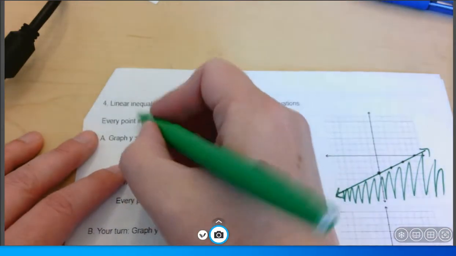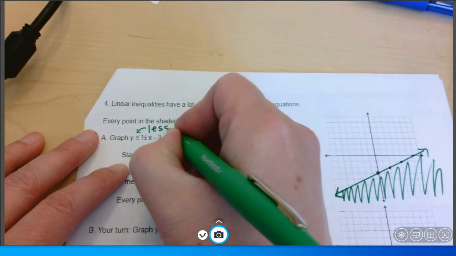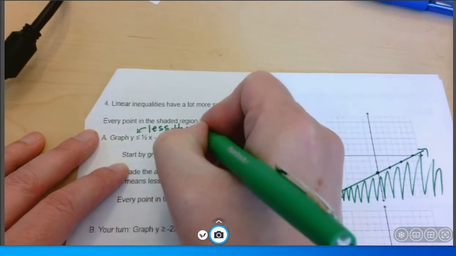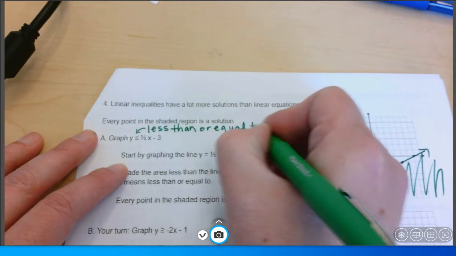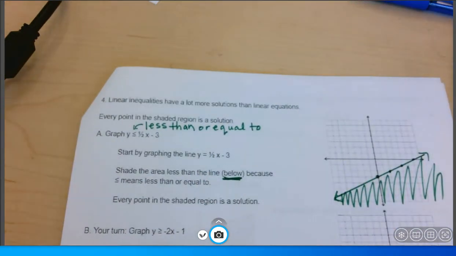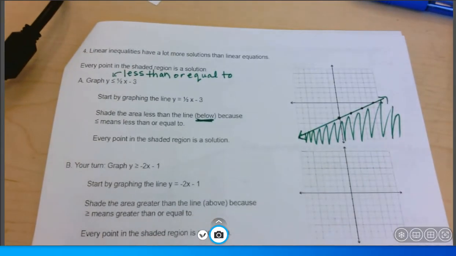Okay? And I'm just going to write the words here in case you didn't get that. This means less than or equal to. I'm pointing at the symbol right here. Yeah, the symbol means less than or equal to. And notice a solid line because there's an equal sign. Remember, it's a dashed line if there's no equals, just like we did way back. Solid means you can stand on the line. It's equal. Okay. Next one.